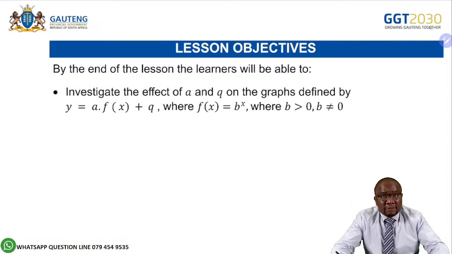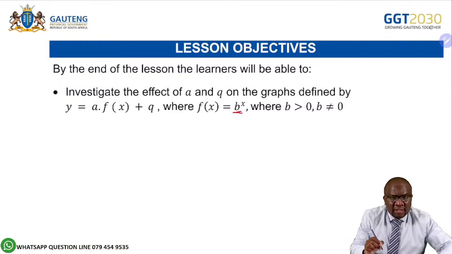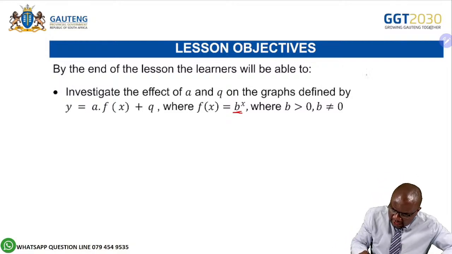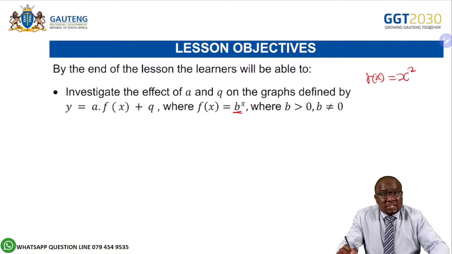By the end of this lesson, we are going to be able to investigate the effect of a and q on the graphs defined by y equals a times f of x plus q, where f of x is b to the power x. Do you remember? Exponential function, b to the power x. I've seen a lot of confusion when it comes to these ones. There's f of x equals x squared. This is parabolic, this is quadratic.